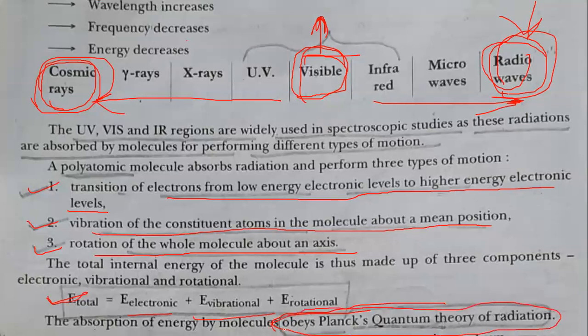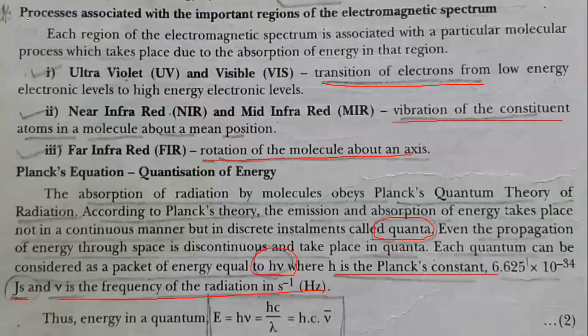Planck's quantum theory of radiation. The process associated with each important region of electromagnetic radiation: what happens in the UV region? There is a transition of an electron from ground state to excited state, or lower energy electronic level to higher energy electronic level. In the near infrared or mid infrared region, the vibration of constituent atoms about their mean position takes place. And in the far infrared region, rotation of the molecule about an axis takes place.